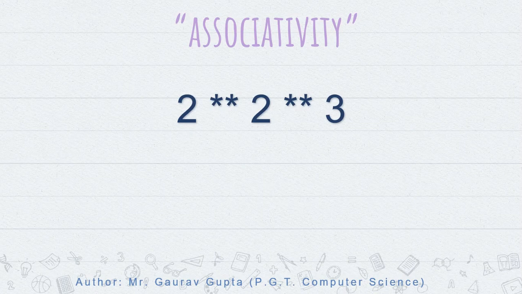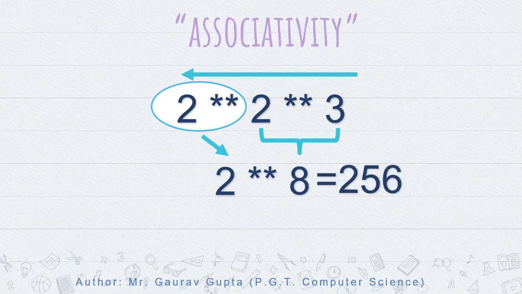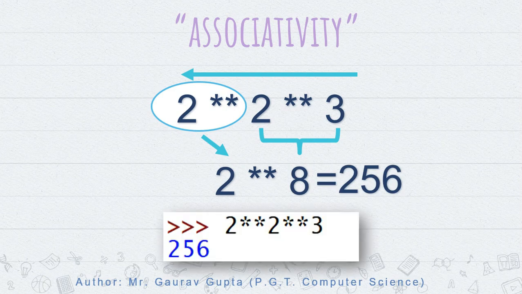Right to left associativity means that this expression will be solved from right to left. First, 2 raised to power 3 will execute and will give 8. And after that, the expression will become 2 raised to the power 8 and will return 256. I have run this expression in interactive mode, and this is the screenshot which suggests that our solution is correct.